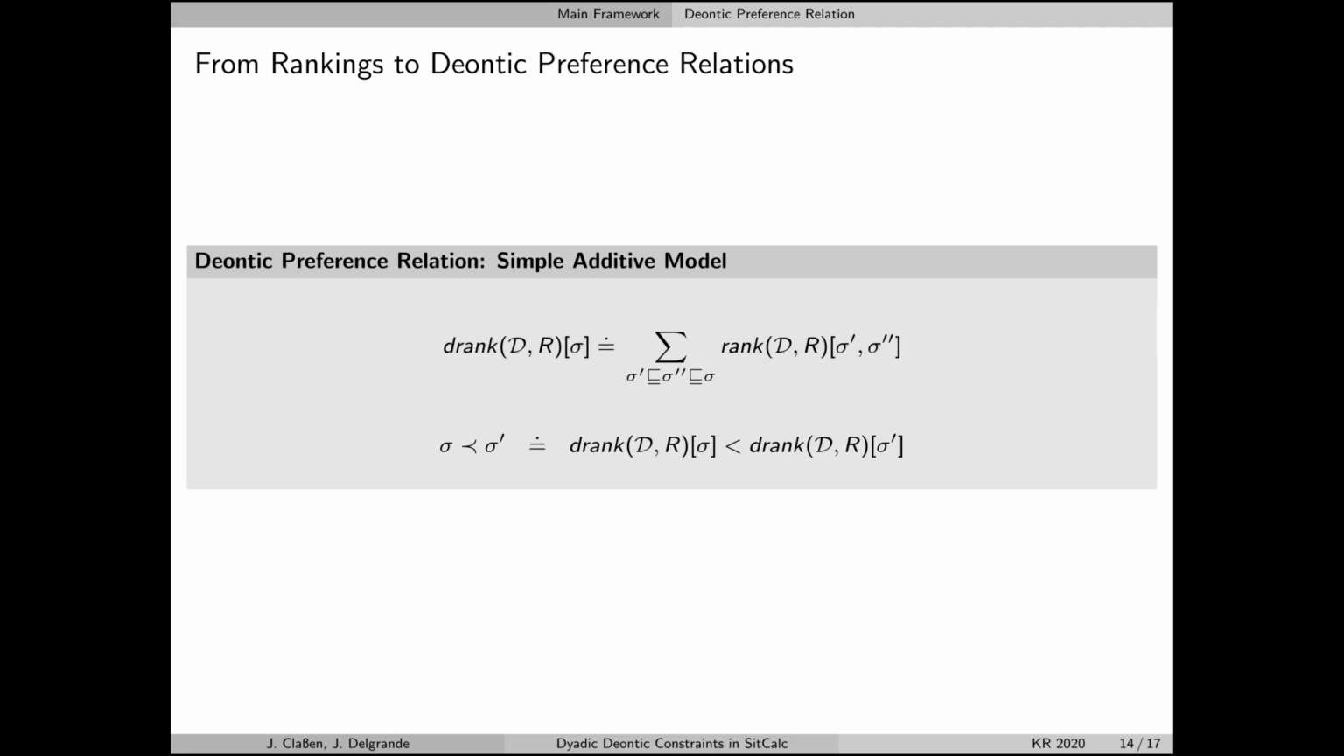Finally, we need to define our overall preference relation from these rankings that we computed. Here we use a perhaps overly simple additive model, mainly to keep things simple, where the general D rank of a situation is given by the sum of all ranks assigned from any preceding situation to any other preceding situation. Sigma is then preferred over sigma prime if sigma's D rank is lower.